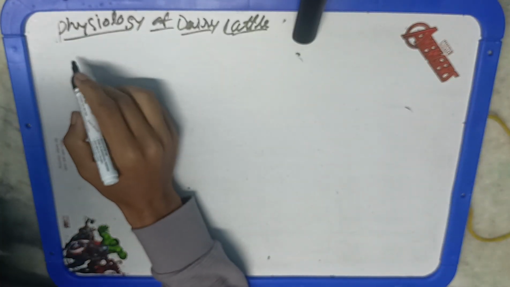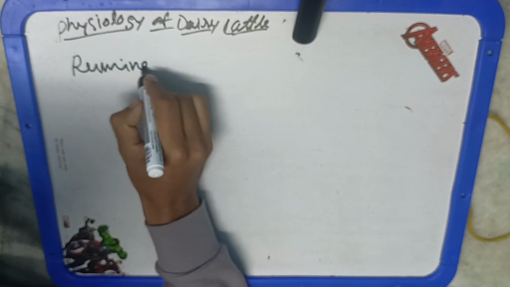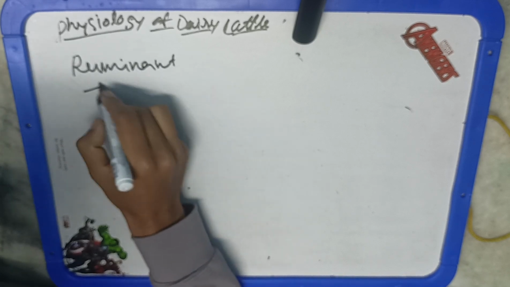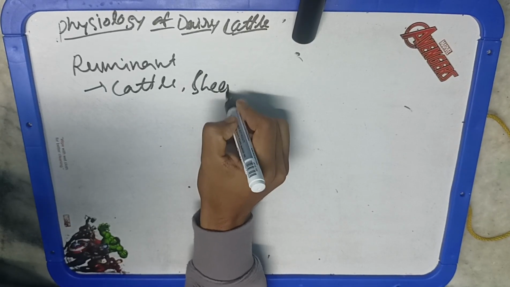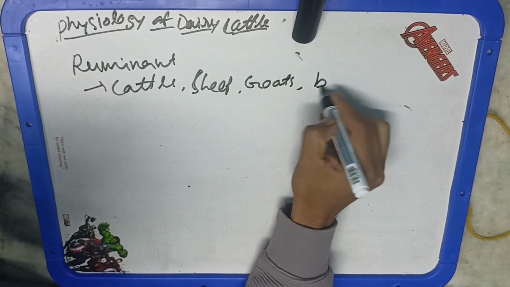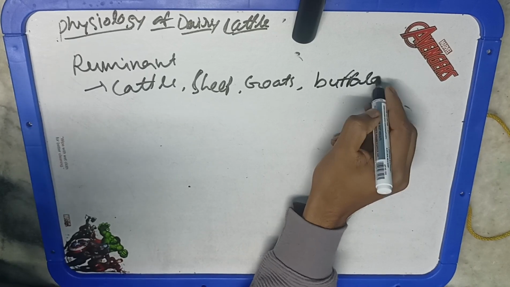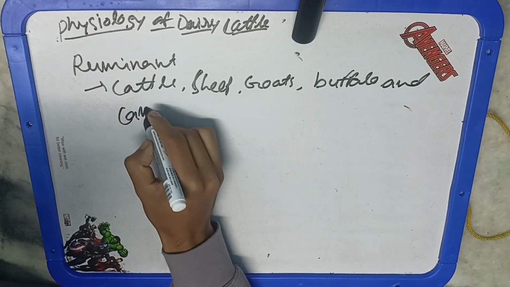What is cud? When food is ingested by the cow or any animal, it goes to the rumen, then the reticulum, then it again passes to the mouth for cud formation or chewing, then it goes to the omasum and then the abomasum. Okay, so this is the procedure.